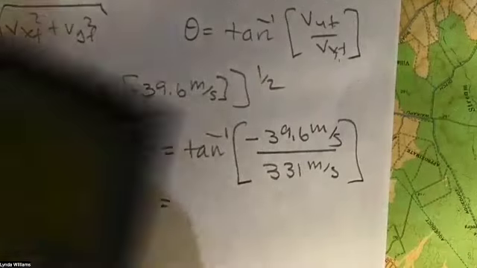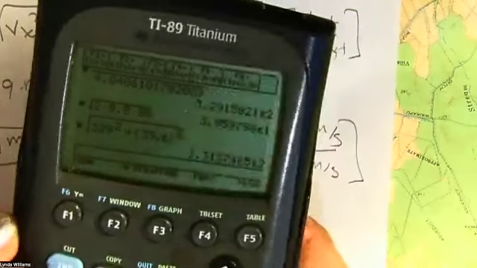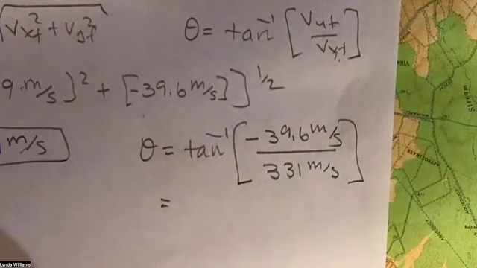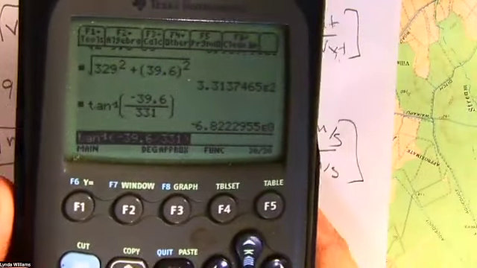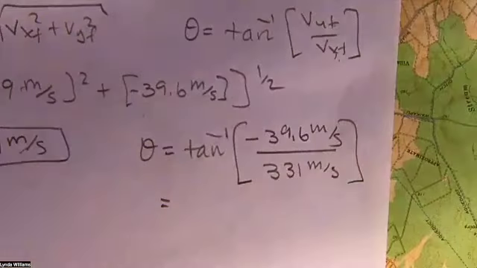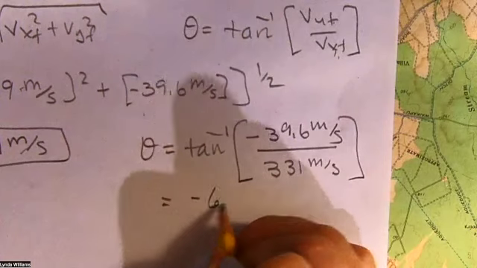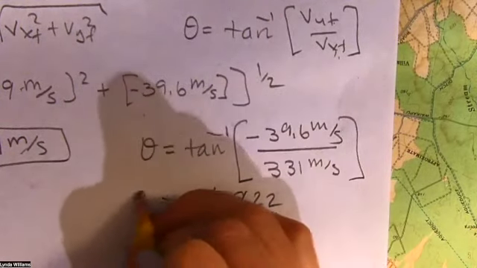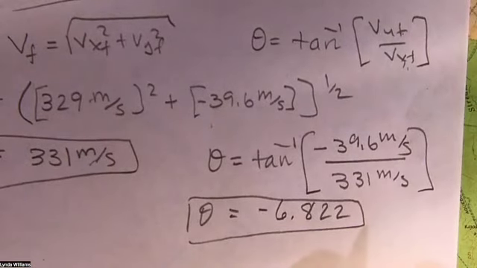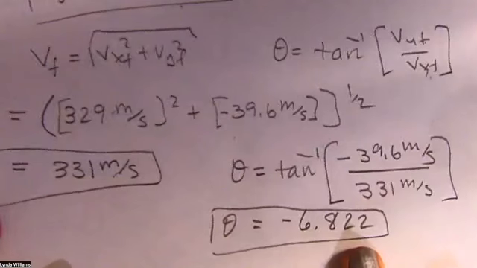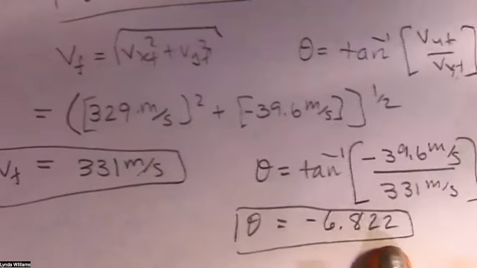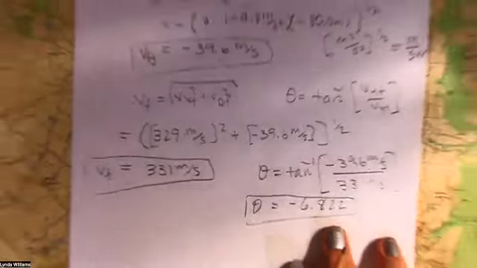So let's go ahead and do an inverse tangent. And I'm going to go negative 39.6 divided by 329. Ta-da! And I get a negative 6.82 degrees. So very shallow. But if you have a gun and a bullet, you could go to a cliff, shoot it off, just don't hurt anybody or yourself, and determine the muzzle velocity of your gun. It's kind of cool, isn't it?